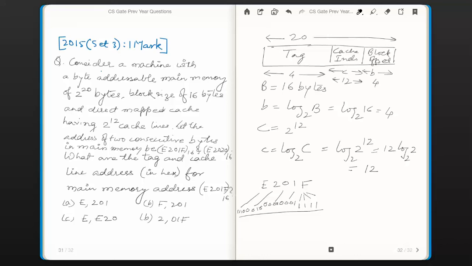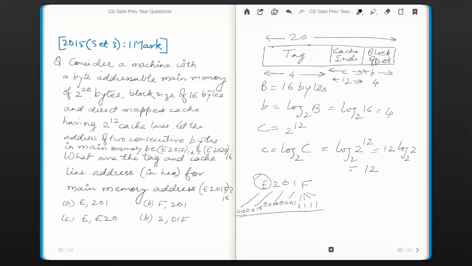Now the tag part is the most significant 4 bits. The most significant 4 bits in binary represent the most significant hexadecimal digit, that is E, right? So the tag field in hexadecimal is E. So one of these two options would be right. The other two options have incorrect tag information. So one of these two options would be right, A or C.